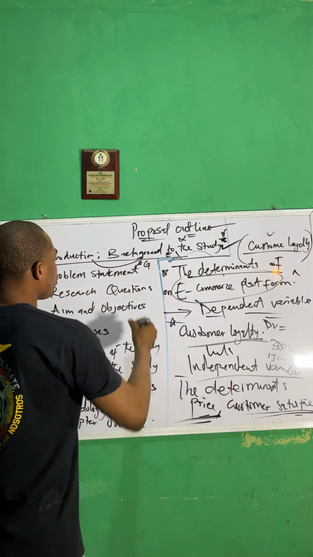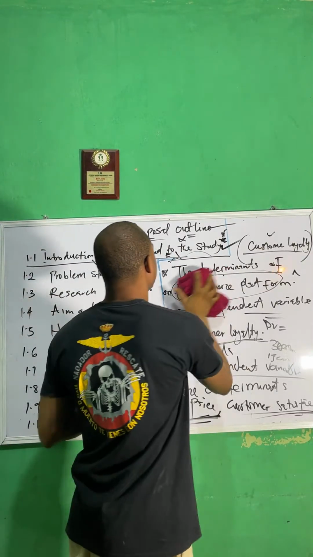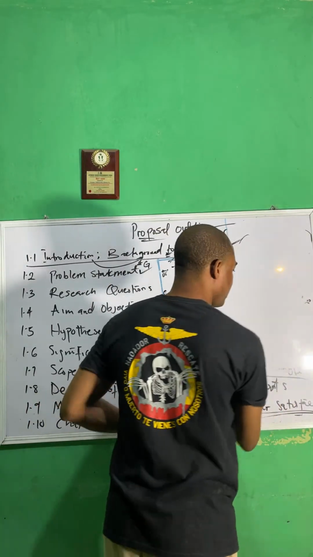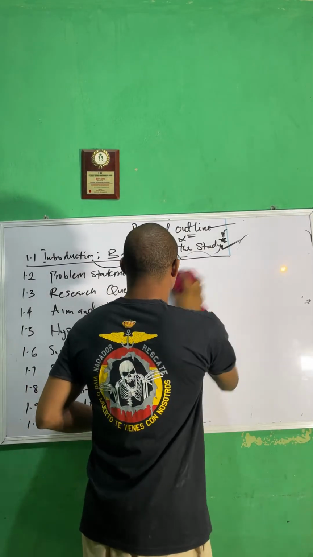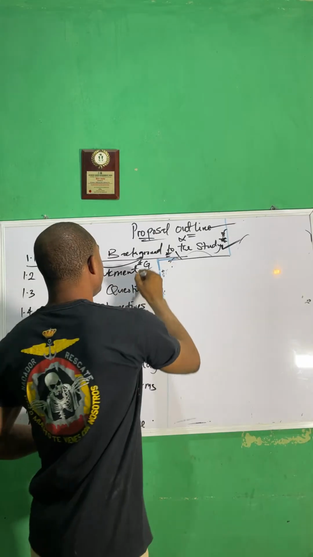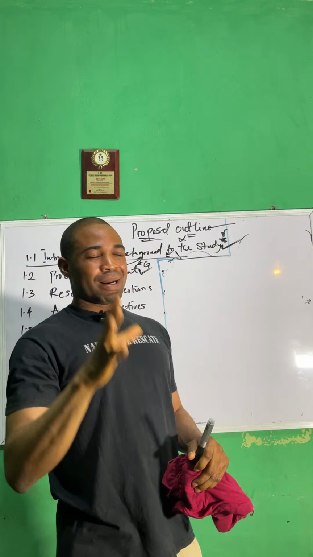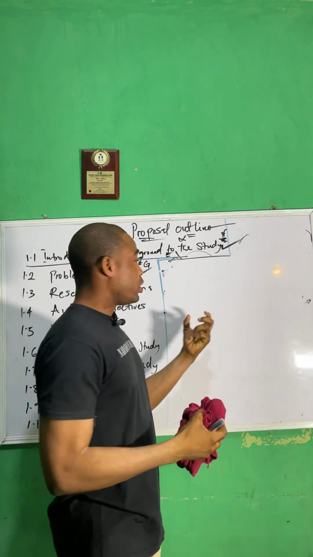So then we move on to what we call the problem statement. You can call it problem statement, or you can call it statement of the problem. The statement of the problem comes directly from your background of the study. That is, you are deducing the problem from your background story.